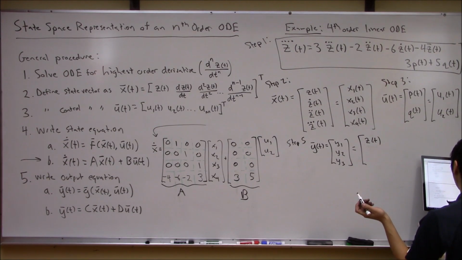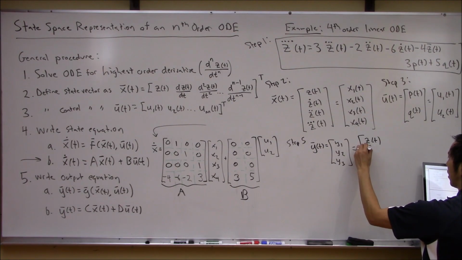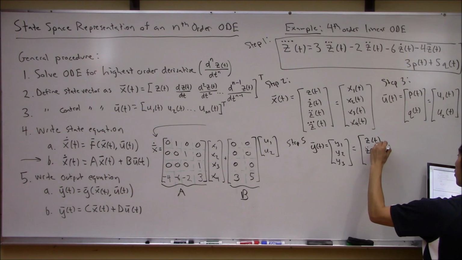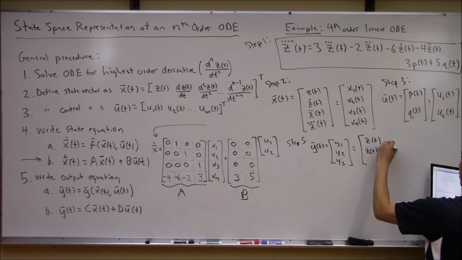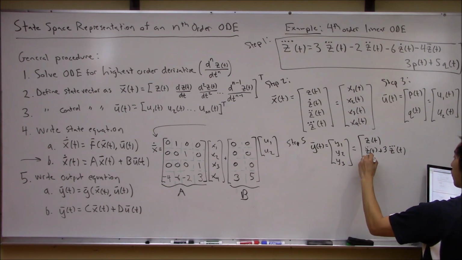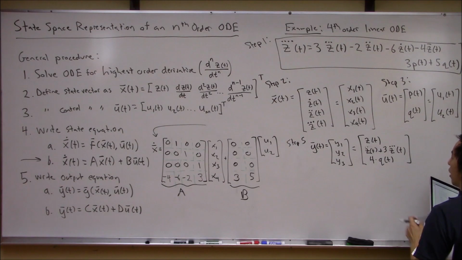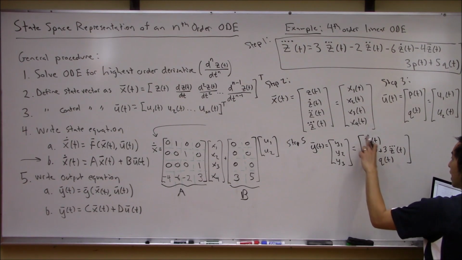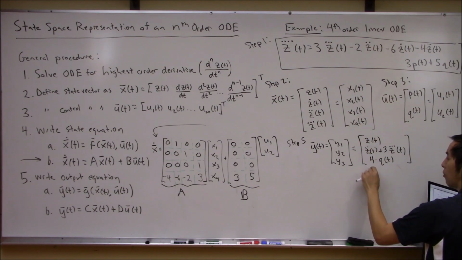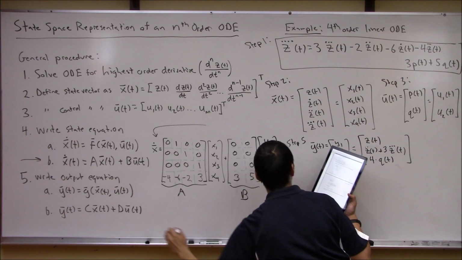Let's say the second output of the system, I don't know, something funky, like how about z double dot plus 3z triple dot. Who knows? Make something up. And the third output, let's say it's 4 times q. Again, who knows what the output of your system is? Maybe this is what your model is. So all I need to do now in step 5 is take these outputs and write them in linear format, as Cx plus Du.